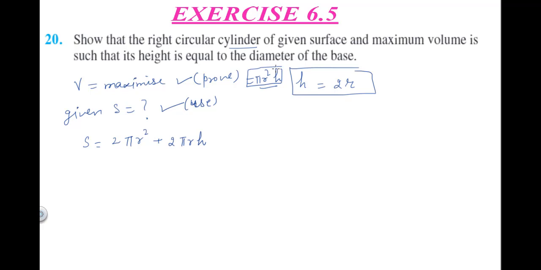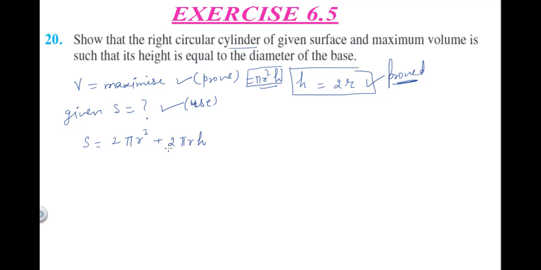Clear? Now just look carefully. We have to convert this volume expression, pi r square h, either in terms of r or in terms of h. Let us do that. And this is also to be proved: at this condition we have to get the volume maximum. So this is not something which is given. Given is the surface area only.